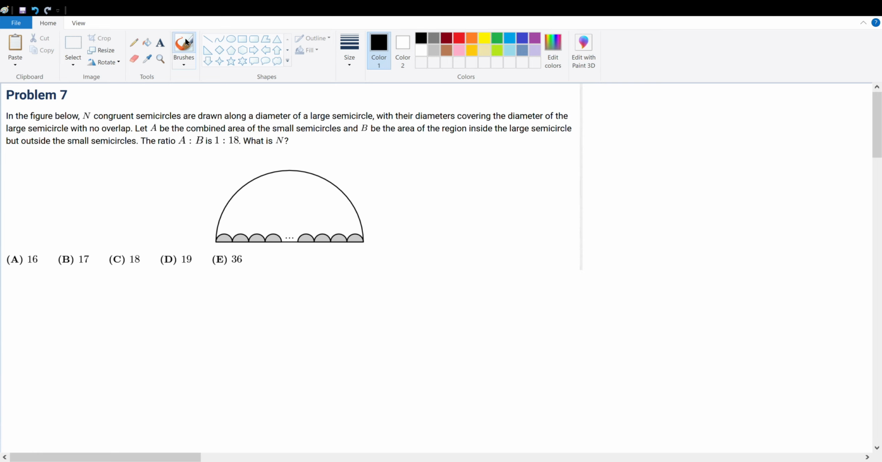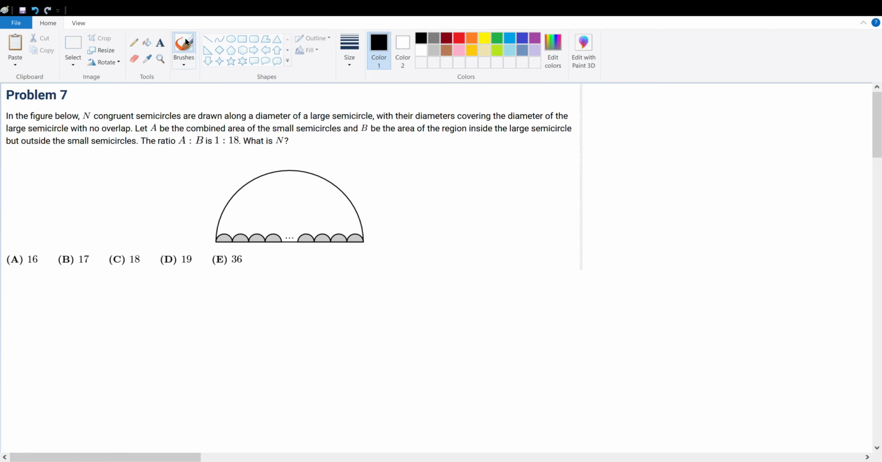Problem 7. In the figure below, n congruent semicircles are drawn along a diameter of a large semicircle, with their diameters covering the diameter of the large semicircle with no overlap. Let A be the combined area of the small semicircles and B be the area of the region inside the large semicircle, but outside the small semicircles. The ratio of A to B is 1 to 18.